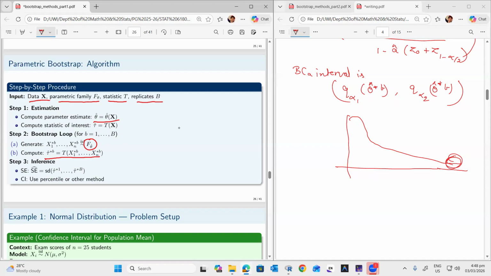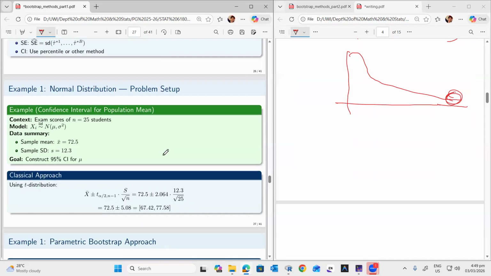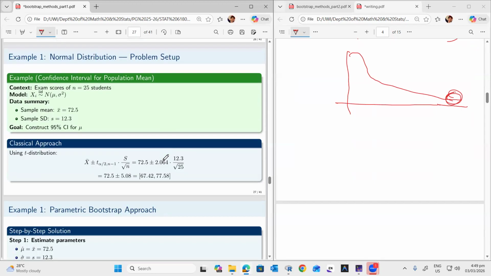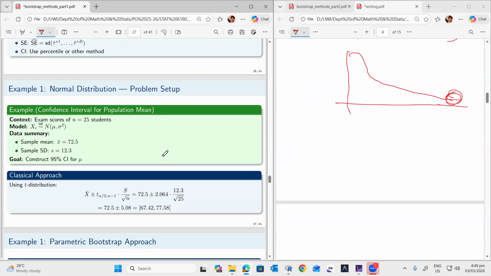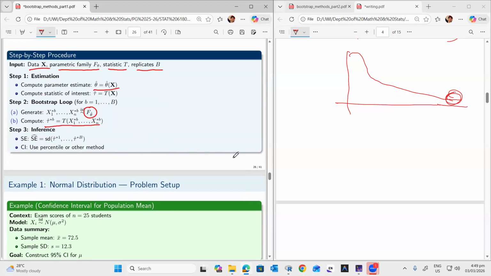So how it basically works, we just take the example of the normal distribution. Okay. So before that, I will just explain what we are going to do in the parametric procedure.